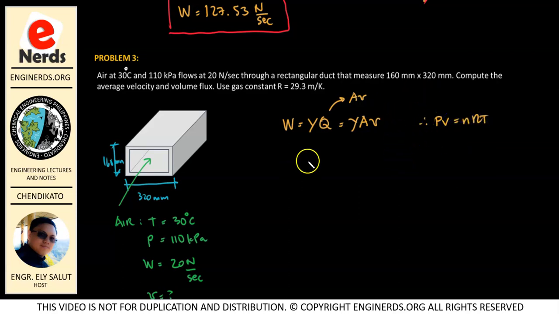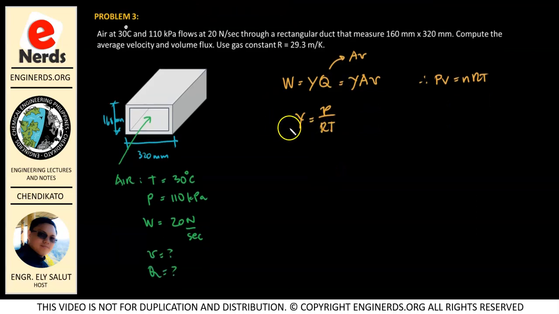Okay, so using that, we will get our specific weight, which is equal to the pressure over our gas constant R and our temperature. Therefore, our specific weight is equal to our pressure, which is 110 kilopascal. We are going to convert this to Pascal, because we need the specific weight to be in Newton. So we're going to convert this to Pascal.